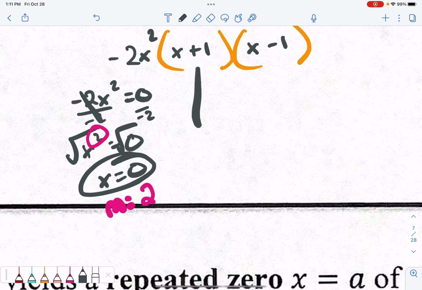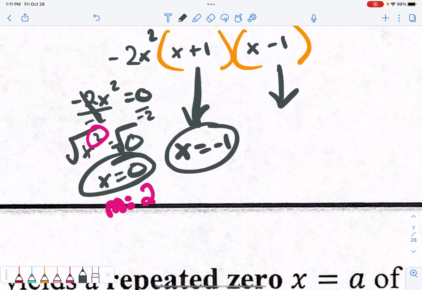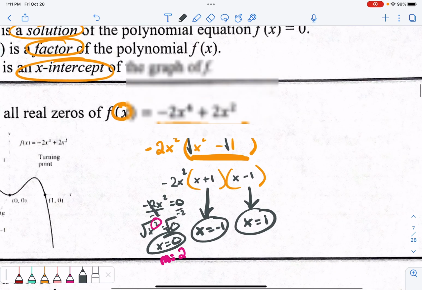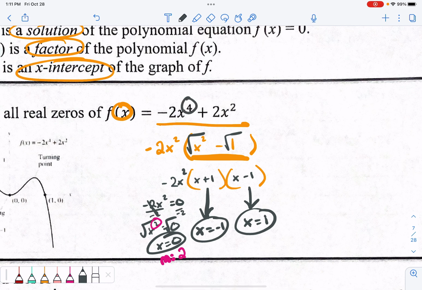All right. Now, if I set this x plus 1 equal to 0, x equals negative 1. If I set this equal to 0, x equals positive 1. Okay. I got 3 answers, 3 zeros. How many should I have gotten? 4, because he's x to the 4th power. Why did I only get 3? Because 0 has a multiplicity of 2. So that's like 2 answers in 1, right?